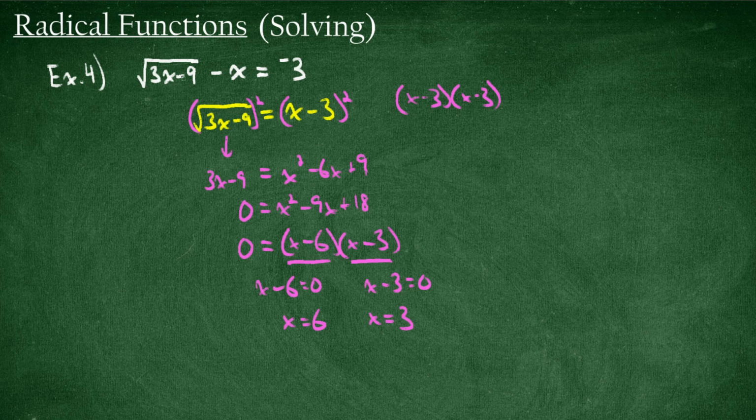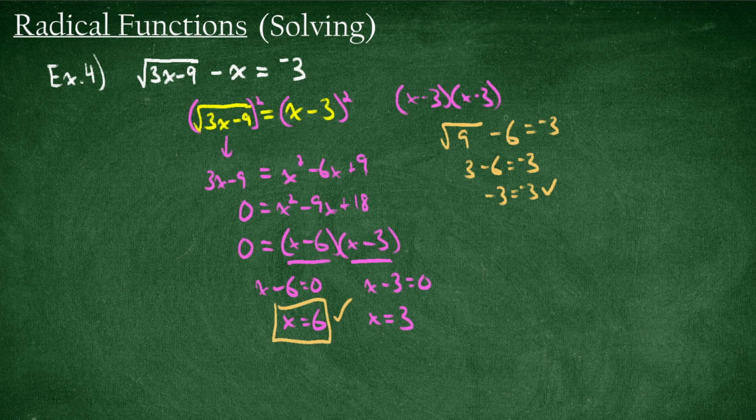Let's plug in 6 first. If I plug in 6, we'll do that over here. So that would be the square root of 3 times 6, which is 18, minus 9, which is 9, minus 6 is equal to negative 3. So that means the square root of 9 is 3, minus 6 is equal to negative 3, and 3 minus 6 is negative 3, which is equal to negative 3. So this one works, so x is equal to 6 is all good. Let's do the next one.